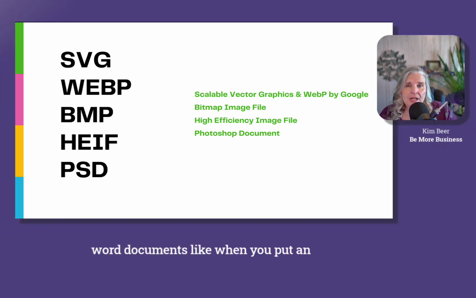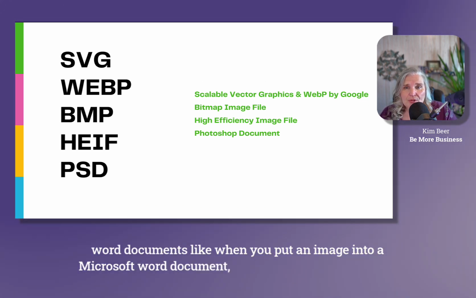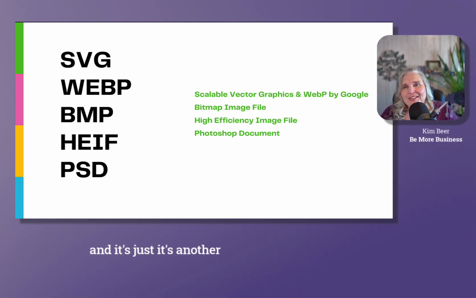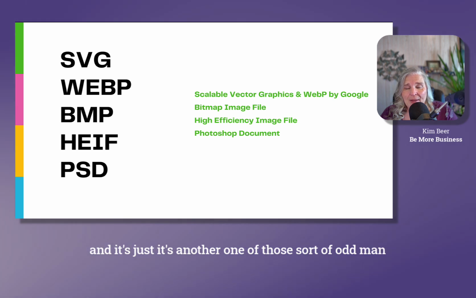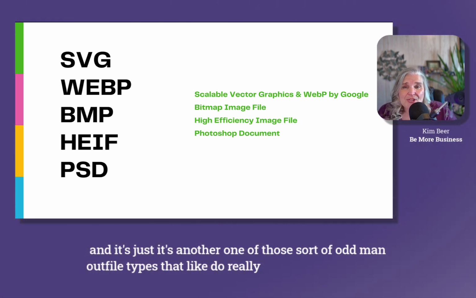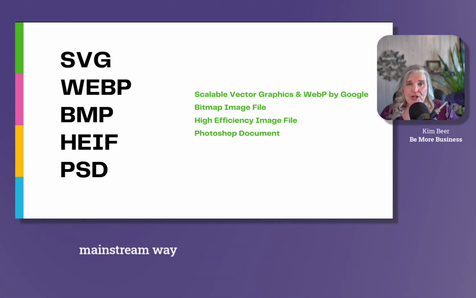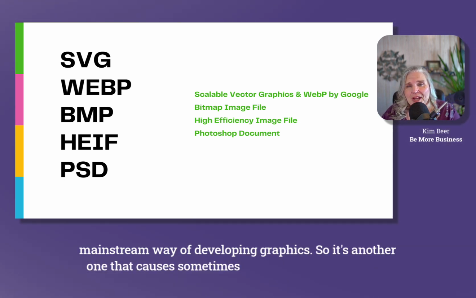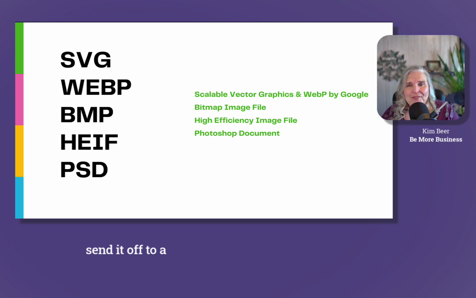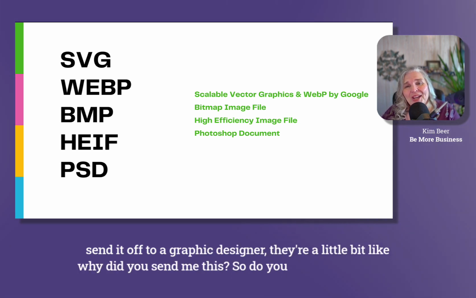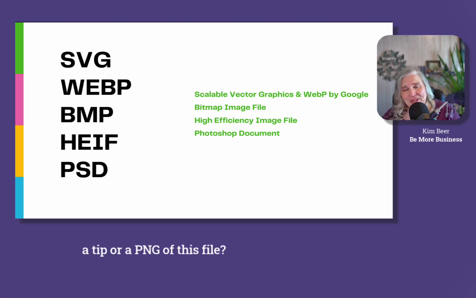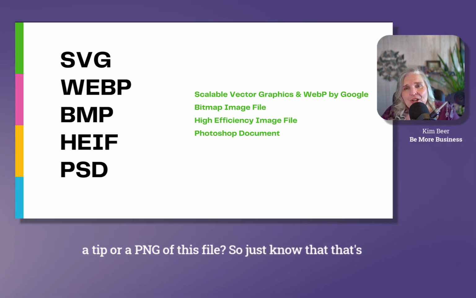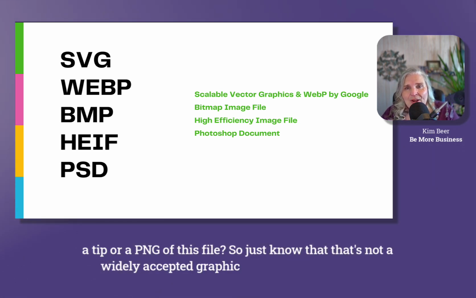BMP files tend to be things that are created by Word documents. Like when you put an image into a Microsoft Word document, it tends to come up as a BMP. And it's another one of those odd man out file types that never really took off in the general mainstream way of developing graphics. So it's another one that sometimes causes a little bit of a hitch. If you send it off to a graphic designer, they're a little bit like, why did you send me this? Do you not have a JPEG or a TIFF or a PNG of this file? So just know that that's not a widely accepted graphic format.